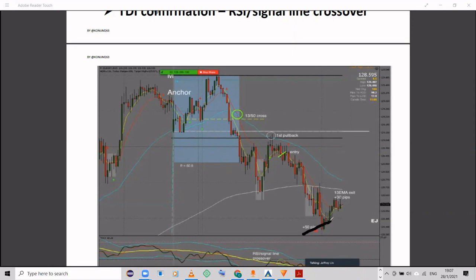Then what do you get? The market rewards you with what, guys? With 50 pips. Beautiful. If you decide to exit using our 13 EMA criteria, the market will still reward you with how many pips, guys? 30 pips. Beautiful. Let's move on.